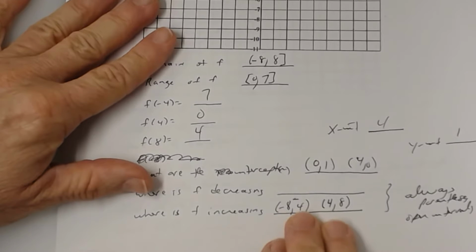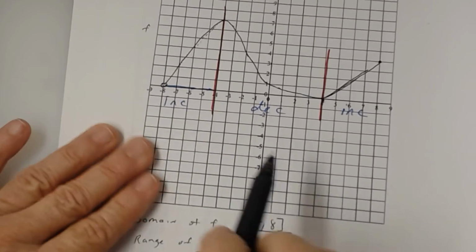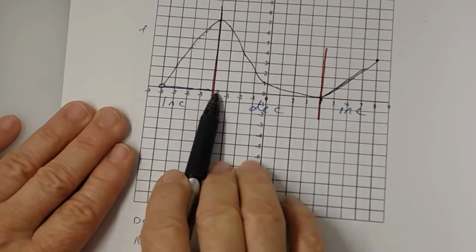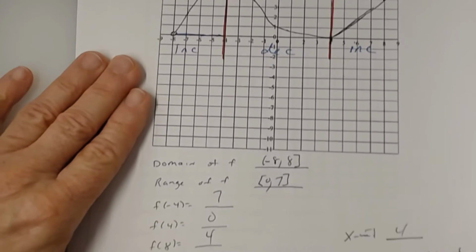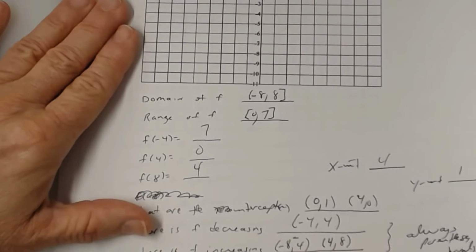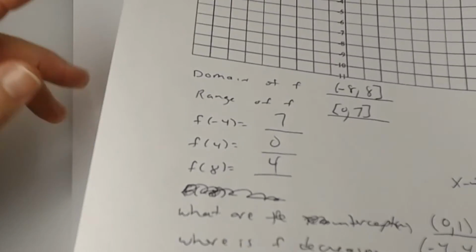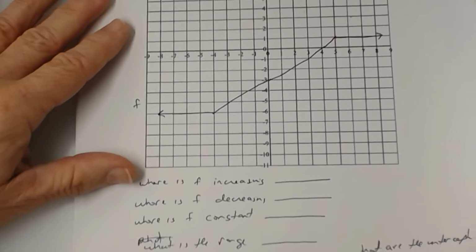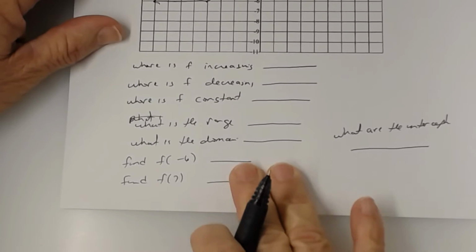I want you to notice this. All these numbers here come from the x-axis. So -8, -4, 4, and 8. So it'll be -4, comma, 4, right? Y'all agree? Okay. All right, let's look at the other one. Let's go directly to that one. Let's talk about increasing, decreasing for that one.